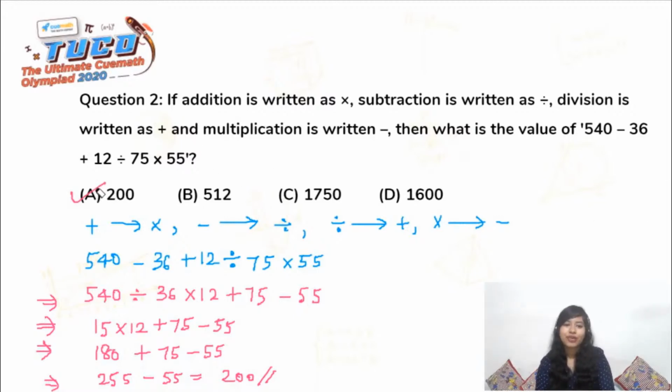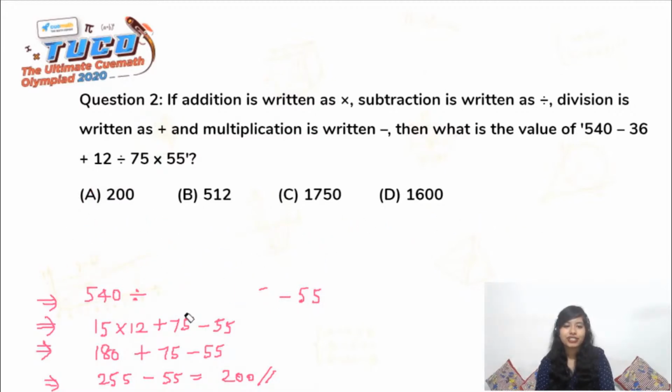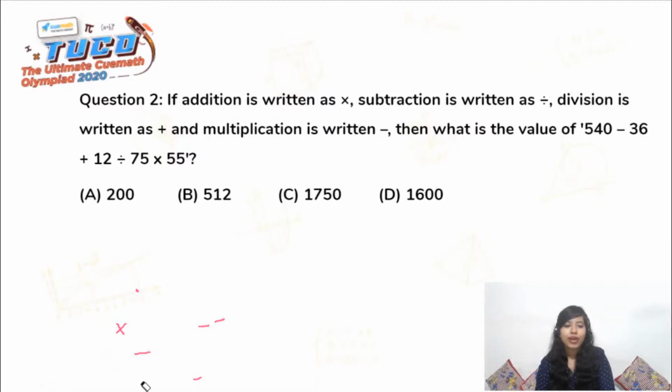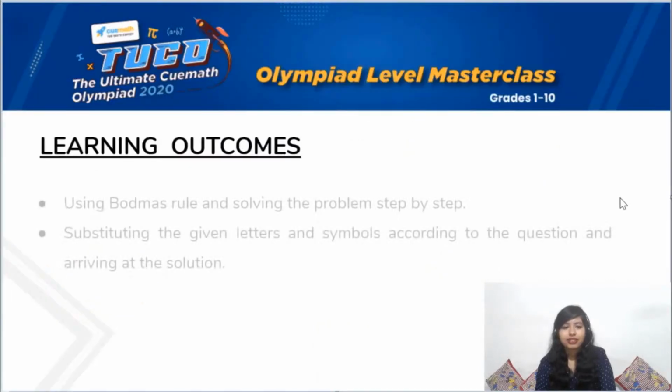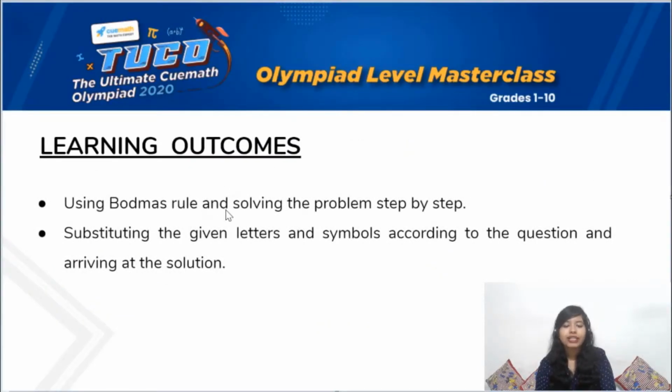I hope this question was clear to all of you. And with this, we are almost towards the end of our session. Now we would quickly look into the learning outcomes. So let's go ahead and check what we learned in our session for today. We used the BODMAS rule and we solved the problem step by step. We understood the usage of BODMAS, how it is applied on mathematical operations. Along with it, we have learned how to substitute the given letters and symbols according to the question and arrive at the solutions. That was the second learning outcome which we had today.